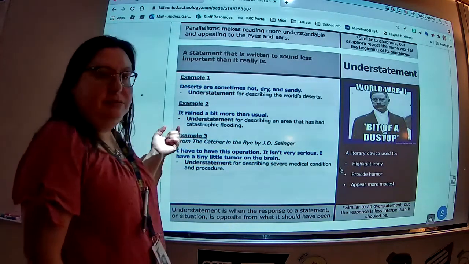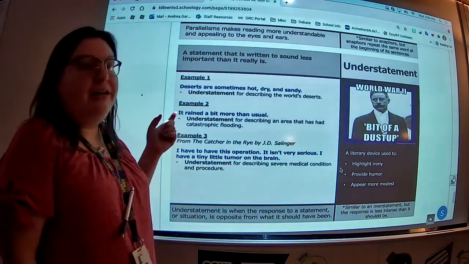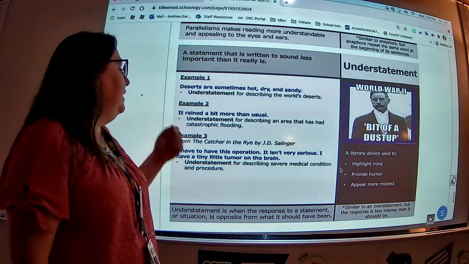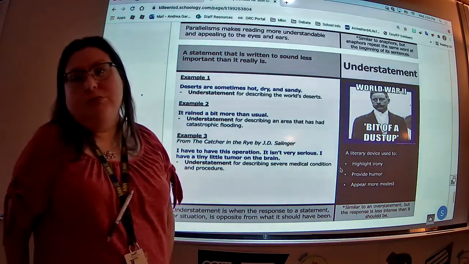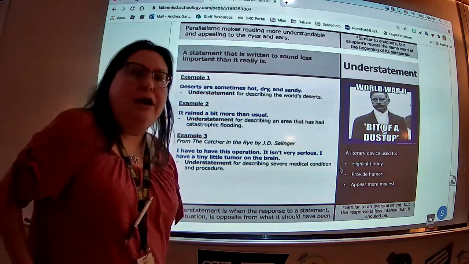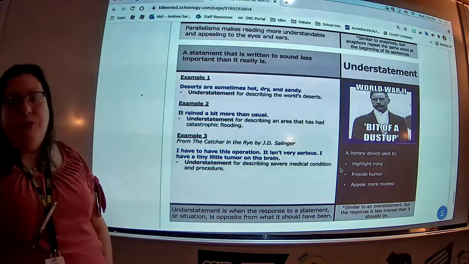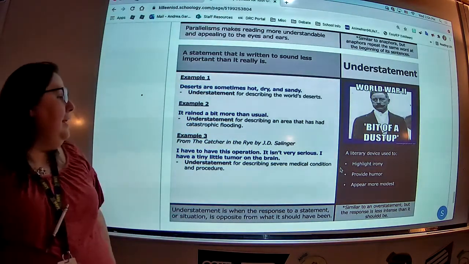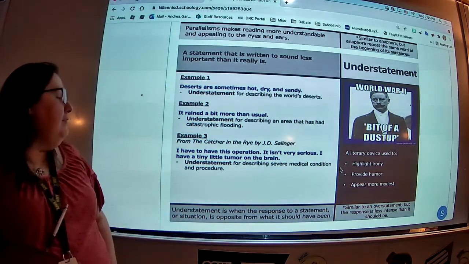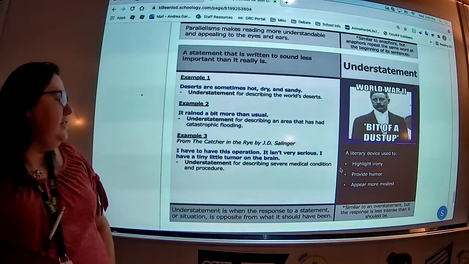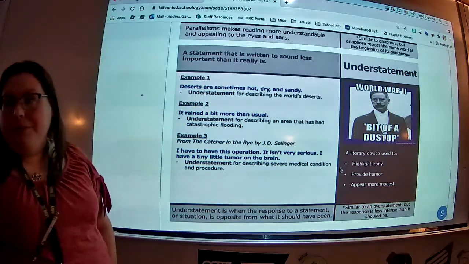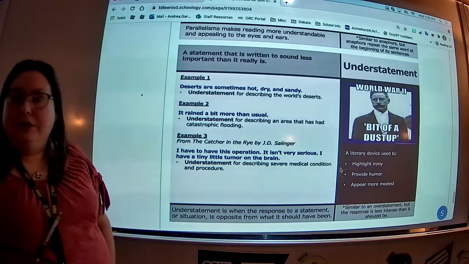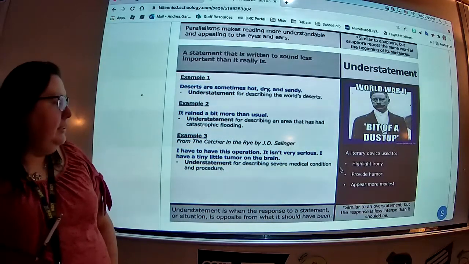Some examples: there was one time when they were showing all the flooding in Houston. You remember when Houston flooded? And they were interviewing a guy and he said, "It rained a little bit more than usual." Sir, your house is floating down the street. I think it rained a little bit more than that, right? And then this one: "I have to have an operation. It isn't very serious. I have a tiny little tumor on my brain." Well, that's a little more serious than just a tiny little tumor, right?